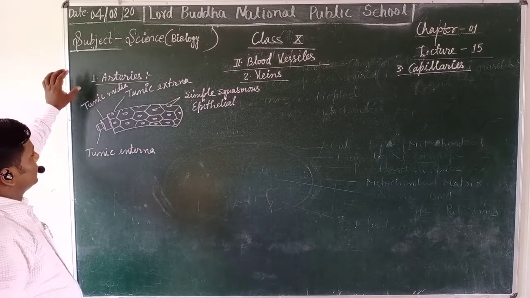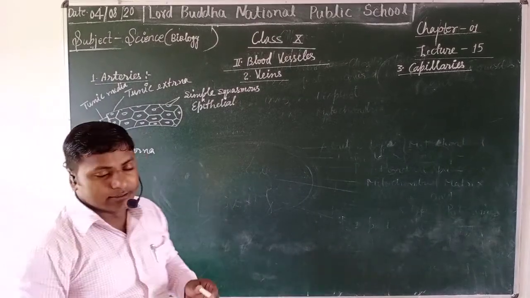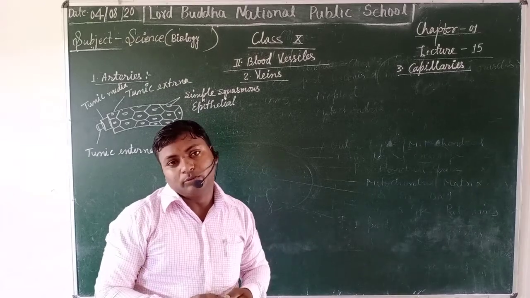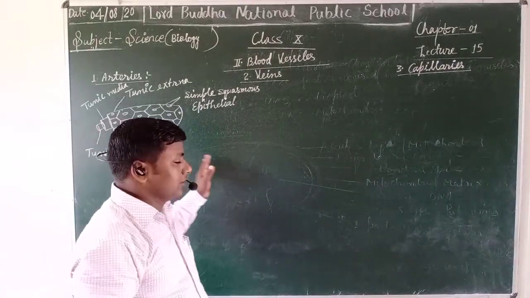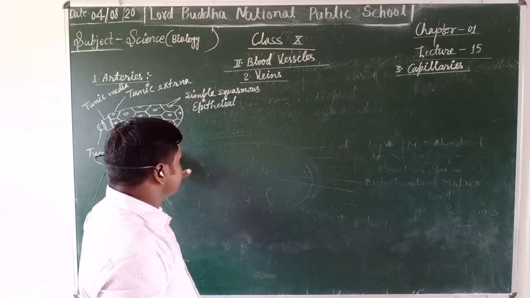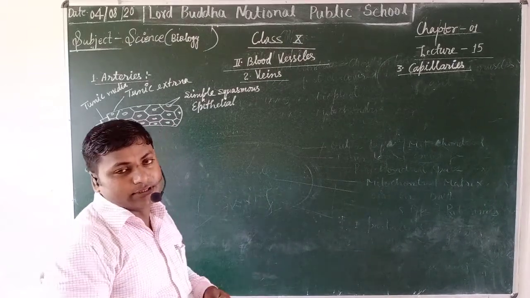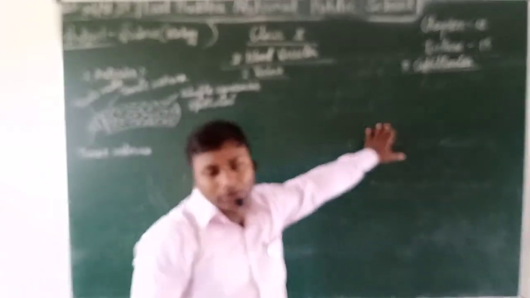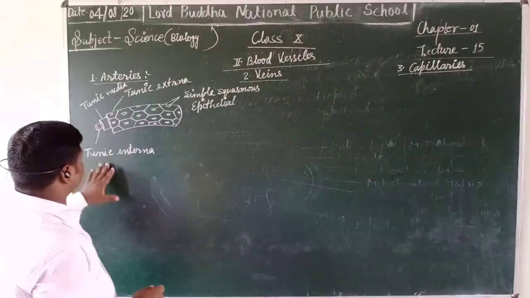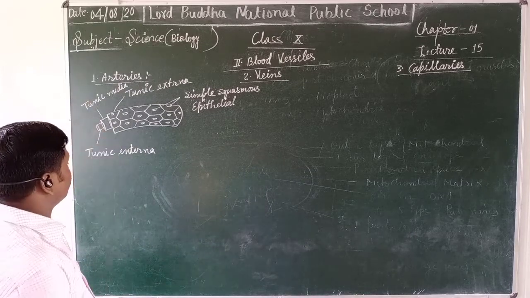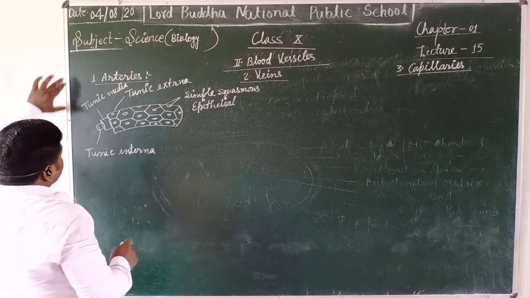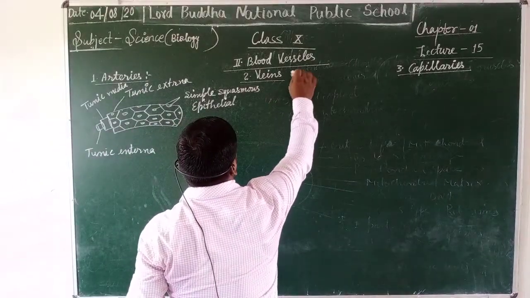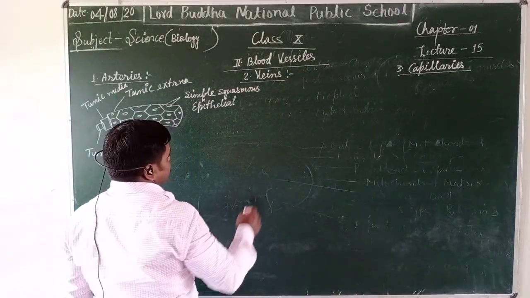Students, because arteries carry oxygenated blood from the heart to all parts of the body, the blood pressure inside these blood vessels is always higher than in the other two blood vessels. Now we will learn about the diagrammatic structure of veins.